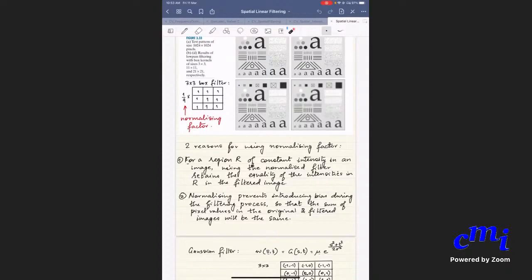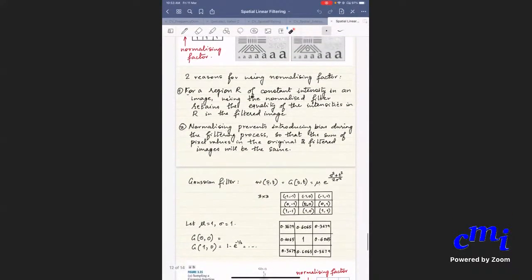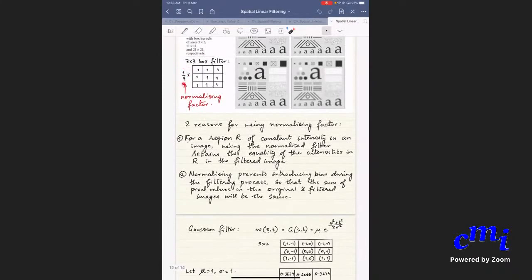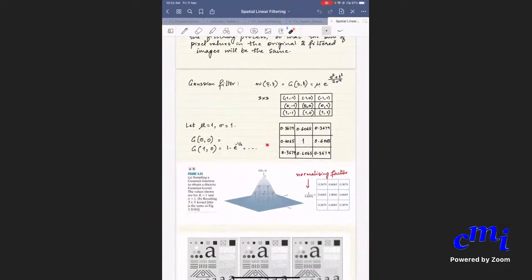Normalization also prevents bias. Bias means essentially that the intensity values of the pixels in the original and the filtered image will be the same. There won't be any additional terms in there. So for these two reasons, normalizing has to be done, and so I added these normalizing factors in front of the box filters. There should be one here also. Yeah, it's here actually, this normalizing factor.